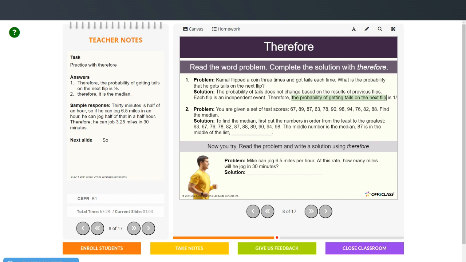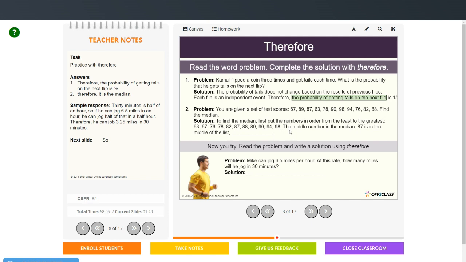And then number 2, you're given a set of test scores 67, 89, 87, 63, 78, 90, 98, 94, 76, 82, and 88. Find the median. So to find the median, first put the numbers in order from the least to the greatest. So that would be 63, 67, 76, 78, 82, 87, 88, 89, 90, 94, and 98.